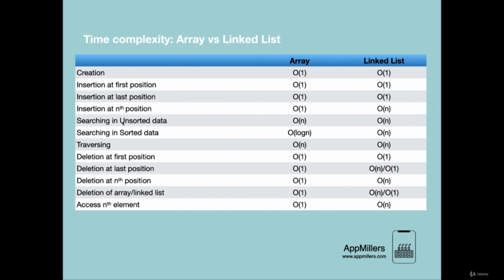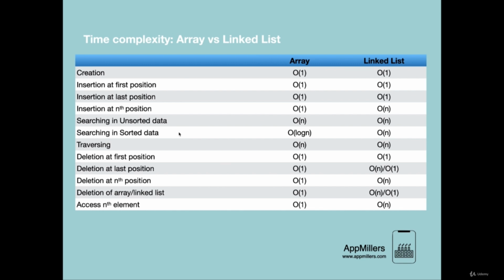Now the next operation is searching operation. So here we will look at first searching an element in an unsorted data. Here it takes order of n in array, because to find an element we need to traverse from the beginning of an array to the end until we find the element that we are looking for. In case of linked list, it's also the same, because here again we need to traverse through the linked list to find the element that we are looking for.